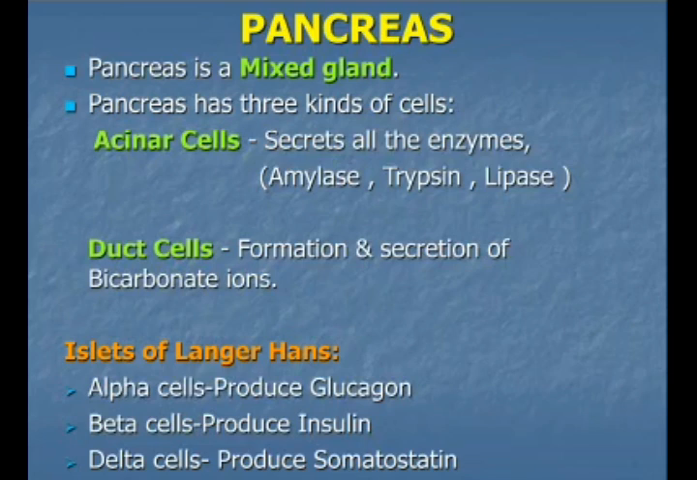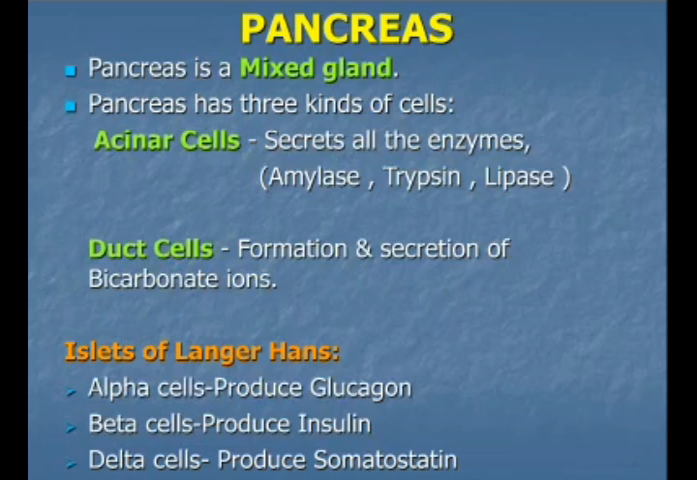These are the exocrine cells, and acinar cells secrete all the enzymes like amylase, trypsin and lipase. These are the digestive enzymes secreted by the exocrine cells, which are acinar cells. And the exocrine cells like duct cells are responsible for formation and secretion of bicarbonate ions. And the endocrine cells of pancreas are called islets of Langerhans. These islets of Langerhans have three different kinds of cells. They are alpha cells, beta cells and delta cells.